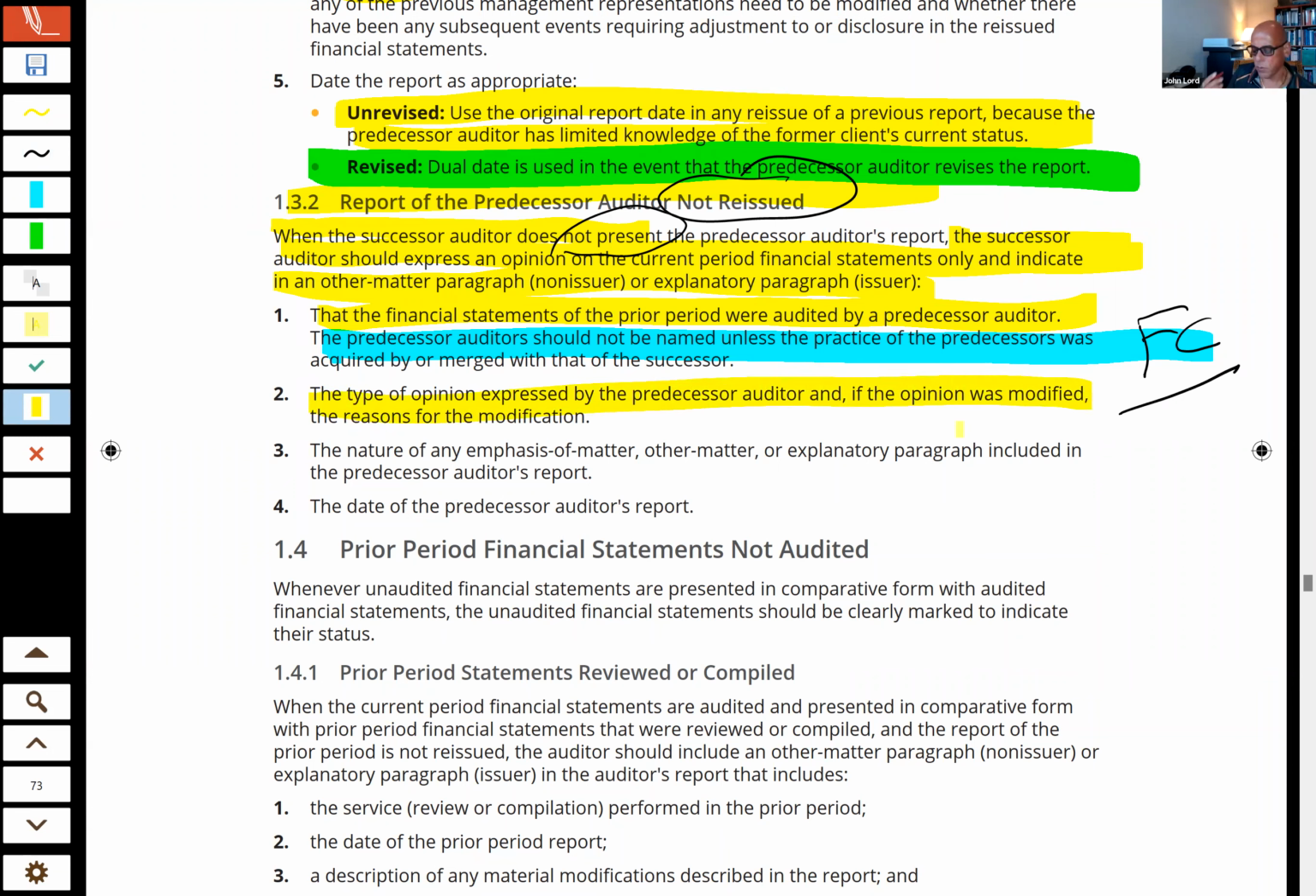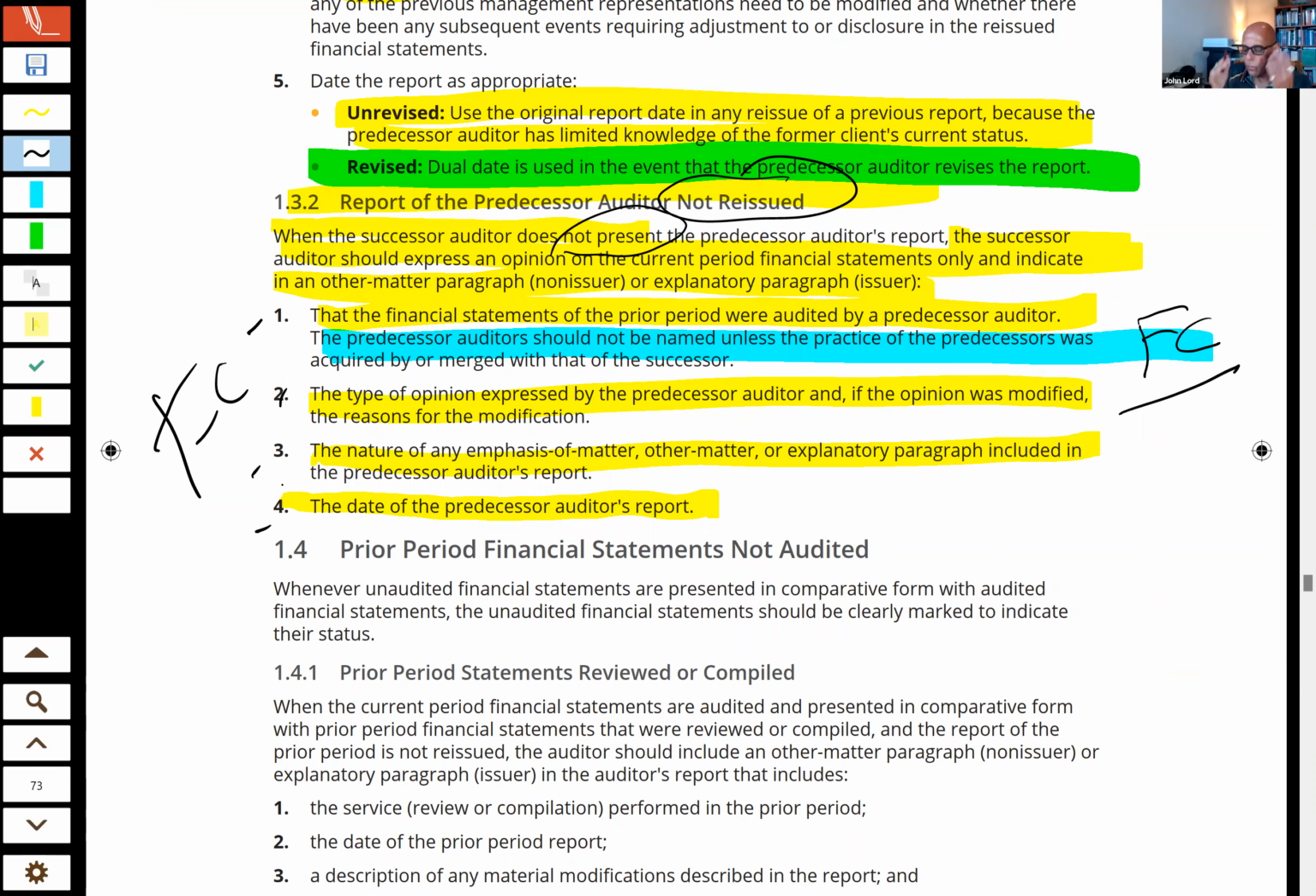Continuing on though, the type of opinion that they expressed, was it modified? Was there a reason for a qualification? Was there an emphasis of matter in that report or explanatory paragraph? And the date of that report. Okay, so flashcard those yellows at a high level, and then you can include a separate flashcard that would call out that blue, that you don't name them unless you have acquired their practice.